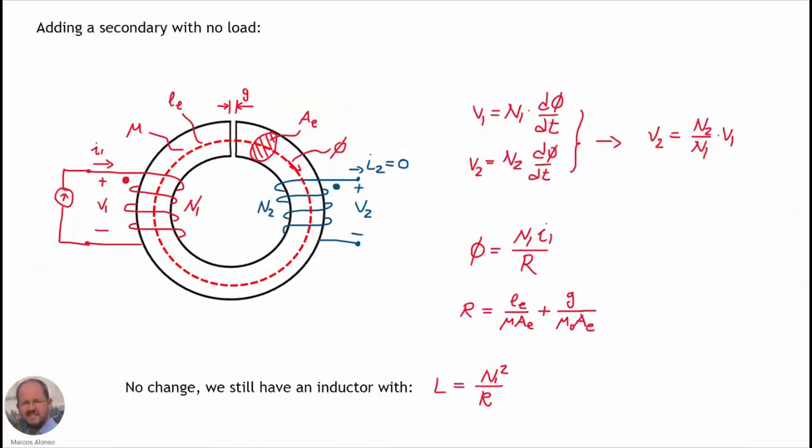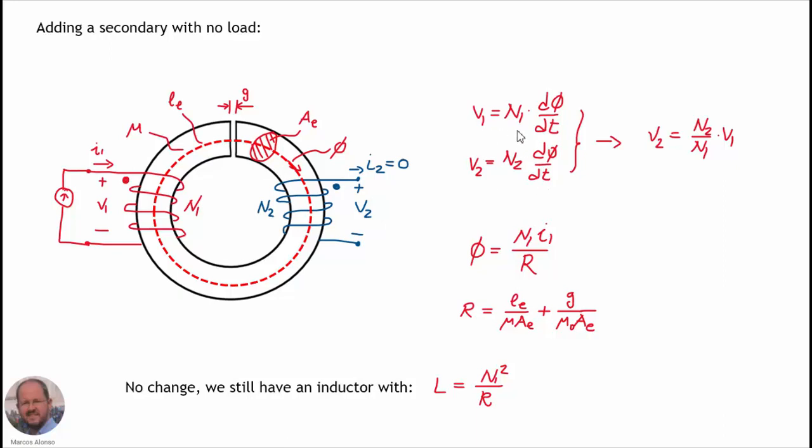Now we are going to convert our inductor into a transformer, and for this what we do is to add a secondary on the core. So this secondary is going to have a number of turns, N2, and first we are going to consider that our secondary is with no load, so we have an open circuit at the secondary. So the winding is going to generate a voltage V2 that can also be obtained using Faraday's law, which is this expression here.